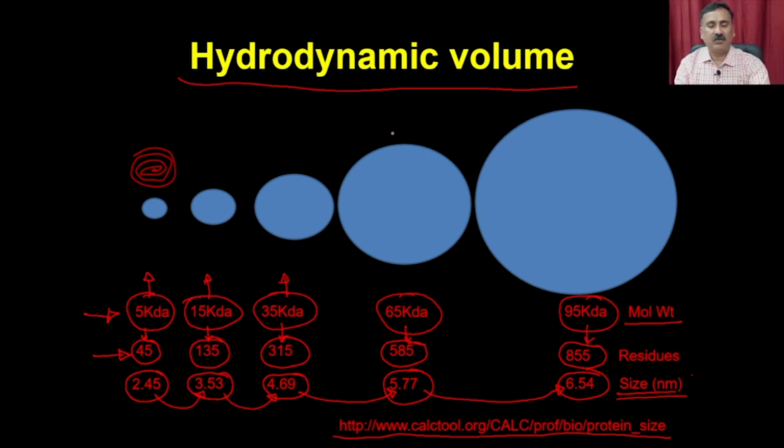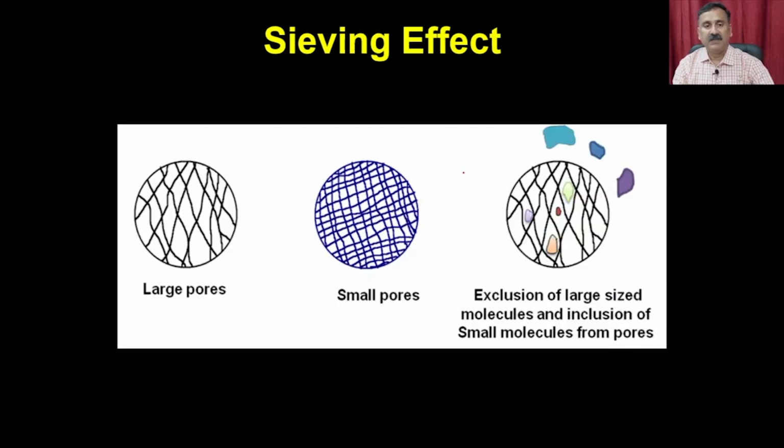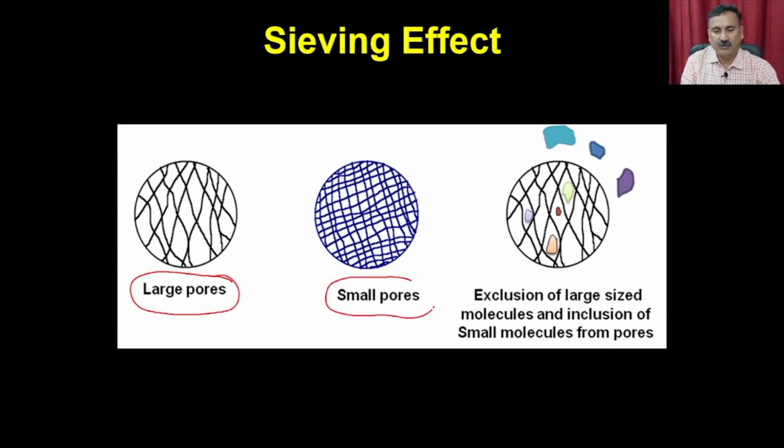How does gel filtration chromatography separate a small ball from a large ball? It is because of the sieving effect. So what is the sieving effect? You have beads which have pores, and you can have large pores or small pores. When the molecules are loaded onto the column, either they will enter into the pore or they will be excluded from the pore.